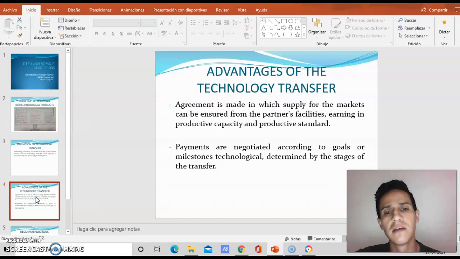Payments are negotiated according to goals or technology milestones determined by the stage of the transfer.